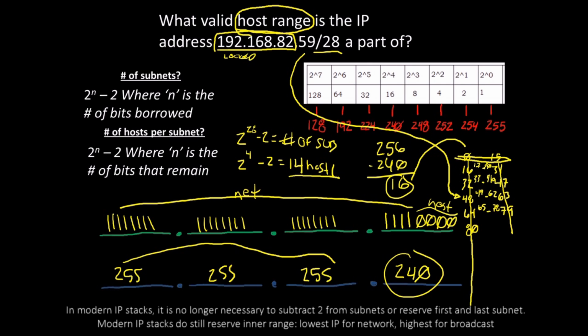So the correct answer to this problem, what range does this fit in? It is 192.168.82.49 to 192.168.82.62 is where that range falls into. Okay, so that was our third problem. We're going to do one more to finish up on Class C subnetting.